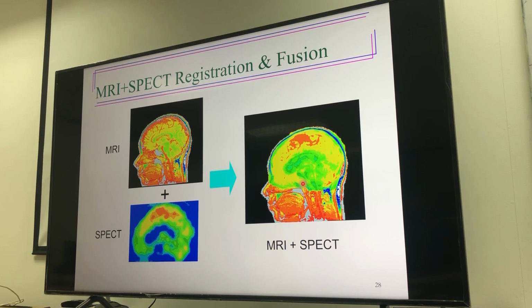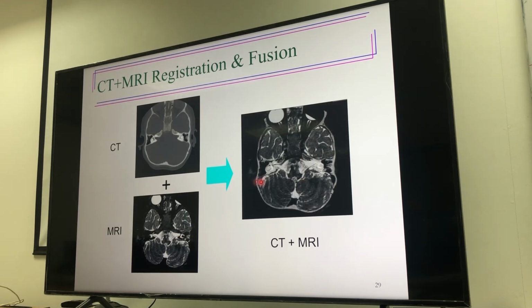Actually, nowadays the MRI machines usually come with the SPECT imaging system also, combined together. So the registration task is not that tedious. Or CT scan and MRI can be fused. Before fusing, you need to do registration and then you fuse the information.